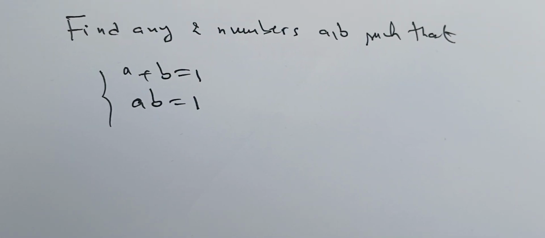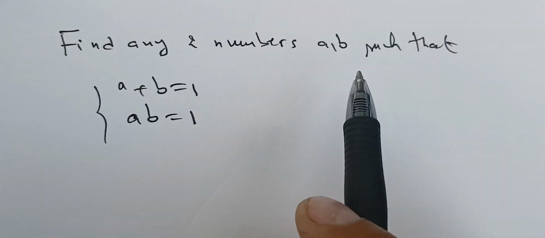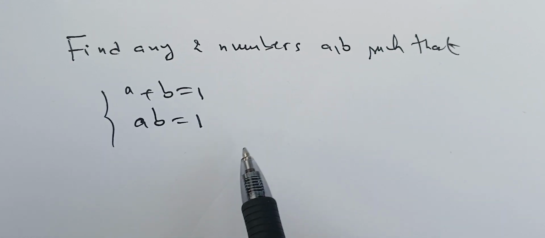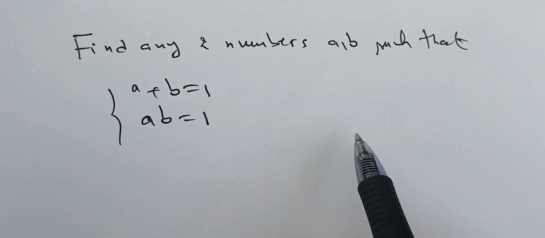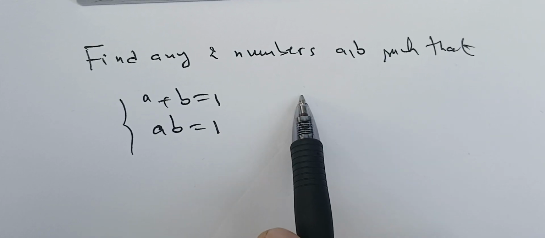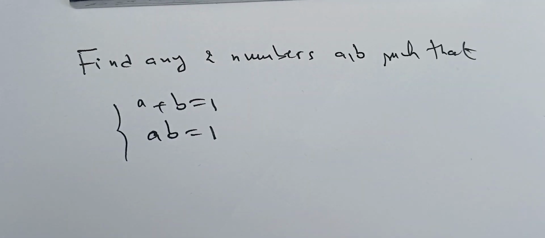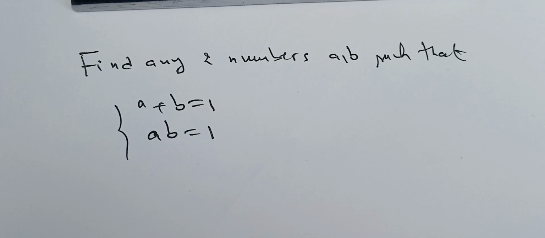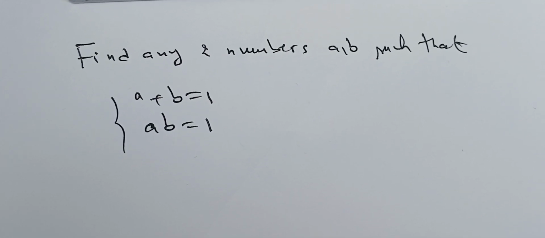In this video, we're going to try to find two numbers, any two numbers, a and b, that will satisfy the following conditions. The sum of the two numbers is 1 and their product is 1. We'll see if we can find such numbers.